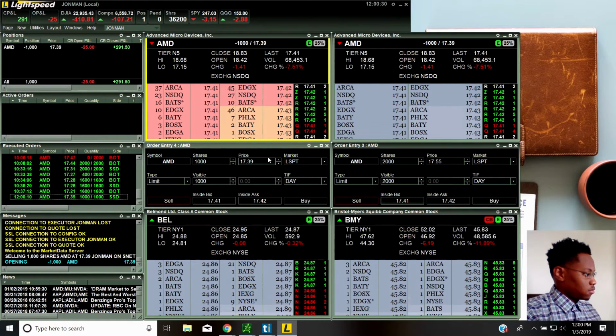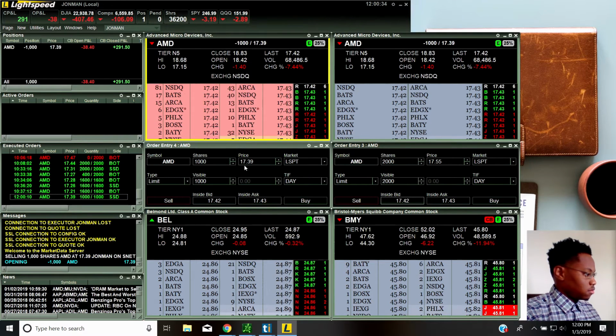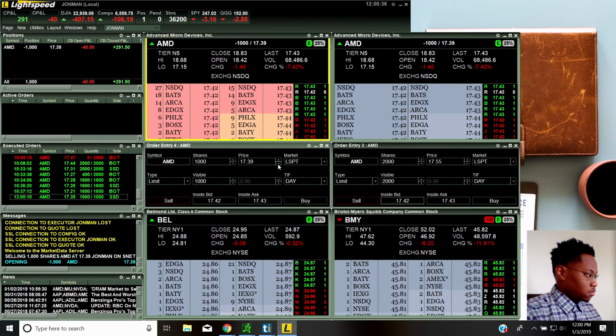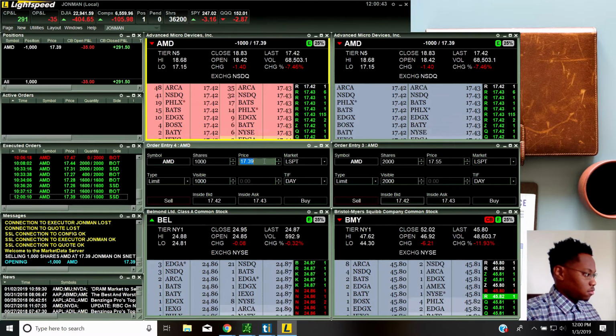So if you look at the yellow AMD window box, you'll see that the price on the left is the bid and the price on the right is the ask. The bid price is the price that I got in at $17.39. The ask price is how I'm going to get out of the trade.